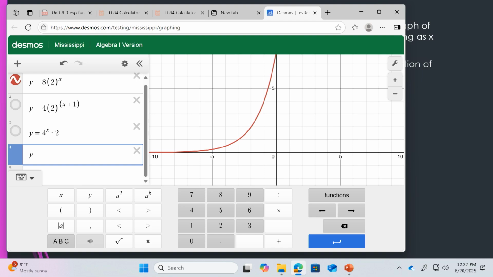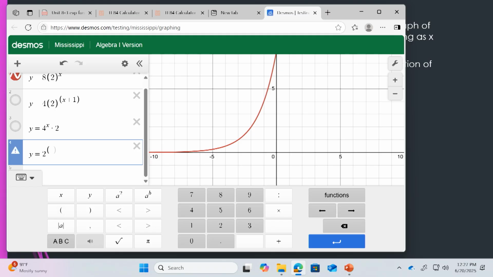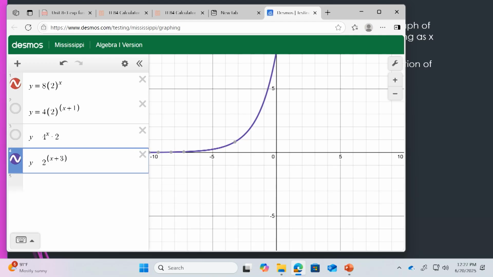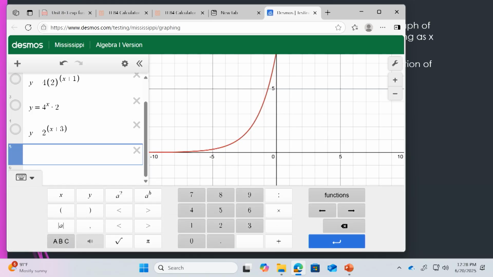I have y equals, and then I have 2 to the, put this in parentheses, x plus 3, close parentheses. So all I see is the purple. So if I take the purple off and I go back to the red, they overlap. So that one as well is a possible answer.